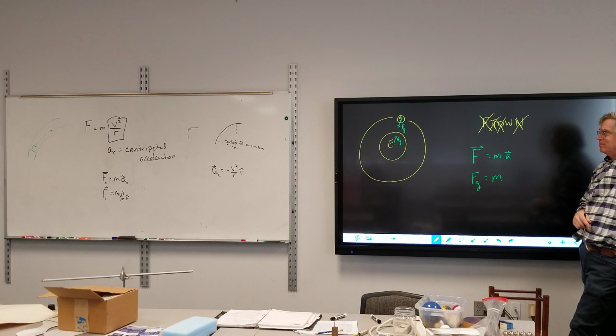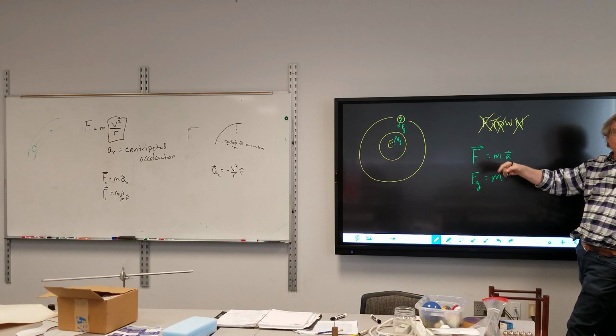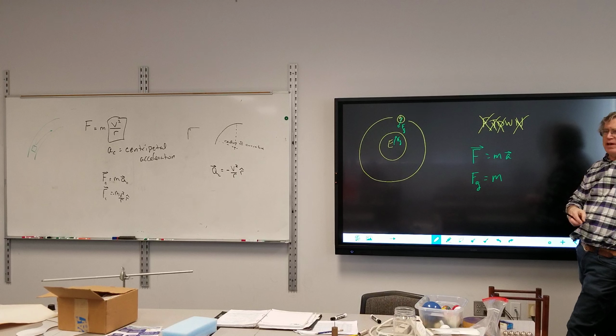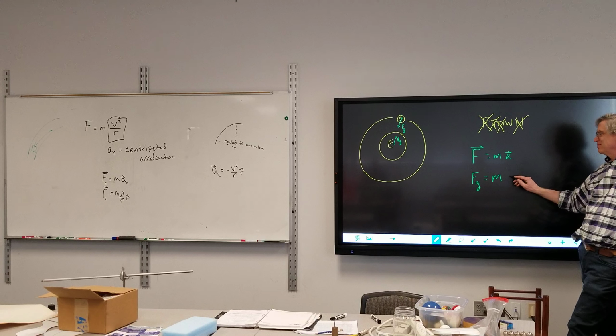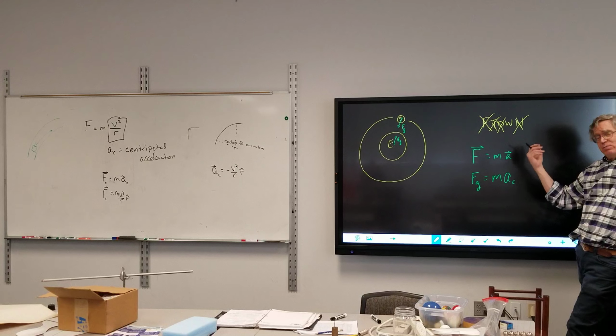My acceleration is, well, I have something traveling in a circle. What do we call that acceleration? Somebody say it loud and proud. What type of acceleration for something traveling in a circle? Centrifugal. Centripetal, either one. Centripetal acceleration. I know the force due to gravity and the centripetal acceleration are both towards the center.